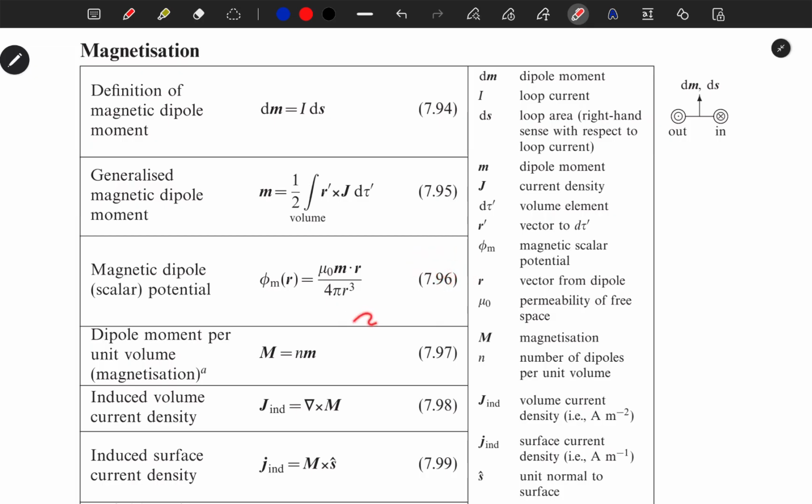Dipole moment per unit volume M equal to n times small m. Induced volume current density J equal to curl of M. Induced surface current density equal to M cross S cap.